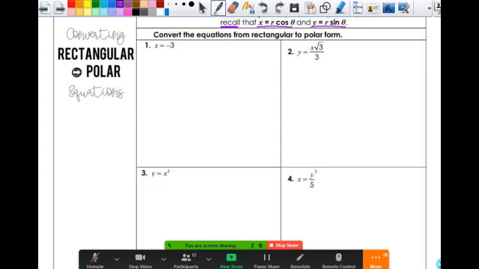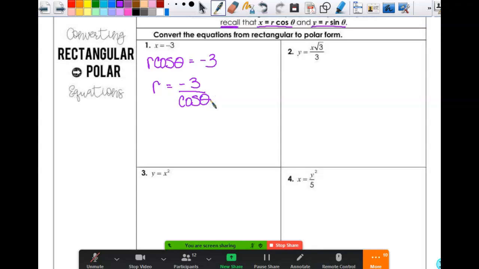Okay, so we have here x equals -3. Well, what we know about x, we know that x equals r cosine theta. So where x is, we do r cosine theta. That's equal to -3. Just substituted it in. I need to get r by itself, so I'm going to divide both sides by cosine. So I get r equals -3 divided by cosine theta.